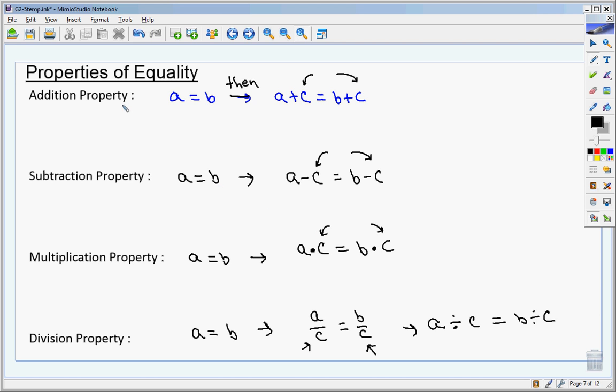Does everybody recognize that these are the properties that you're using to solve an algebraic equation? You've been solving them right along, but you've not had to put an explanation beside what you've been doing. Everybody okay with the properties of equality? Can I go to the next slide?